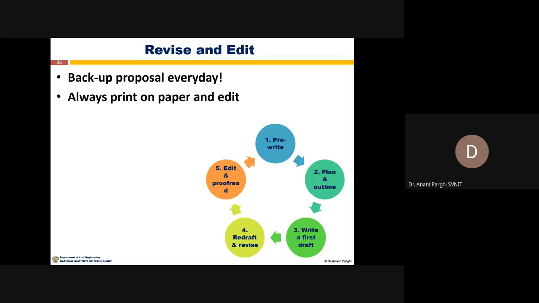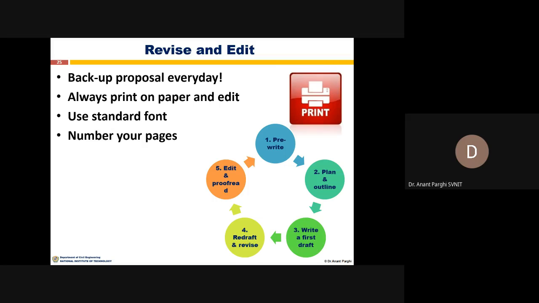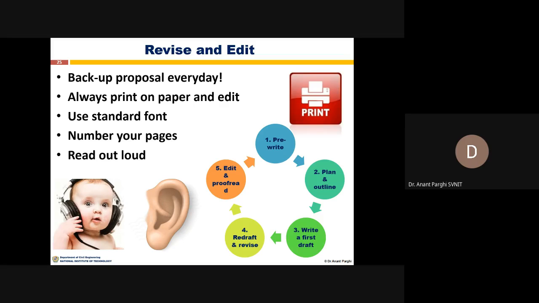Take a printout of your proposal, read it clearly and loudly, and edit it wherever needed. Then use a standard font. The minimum font if you are writing text should be 12. If it is a presentation, it should be 24 to 28 only. Number your pages. Read very loudly. Once you read your proposal loudly, your ear will tell you where the mistake is. You do not need any other person to proofread your research.